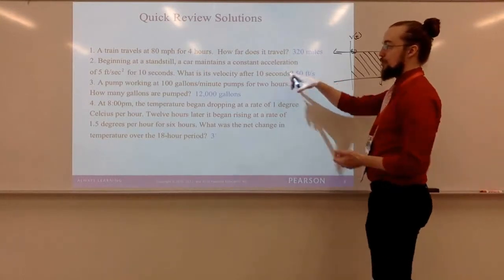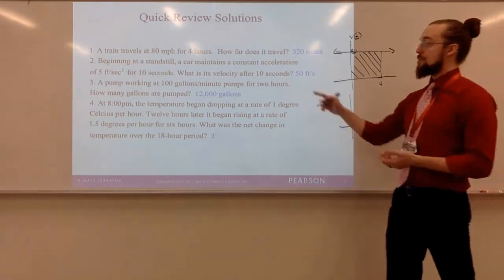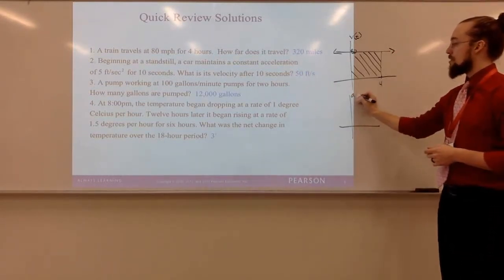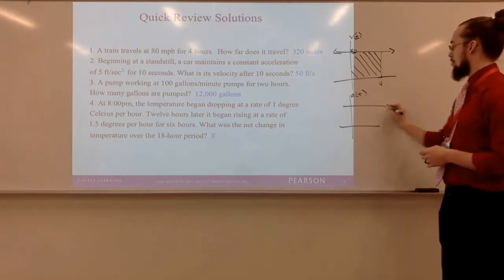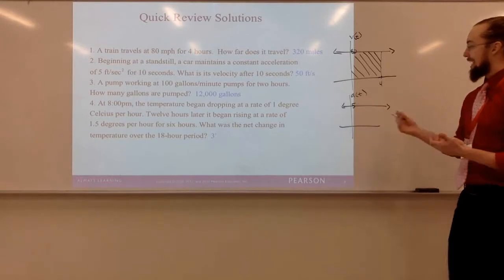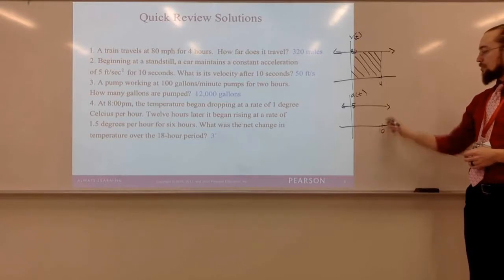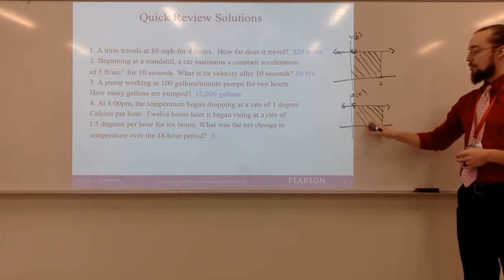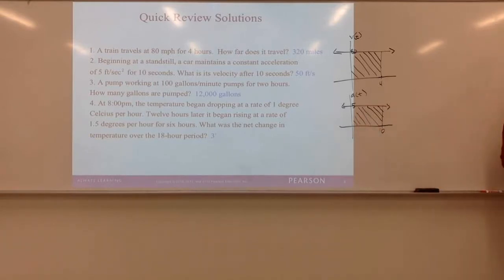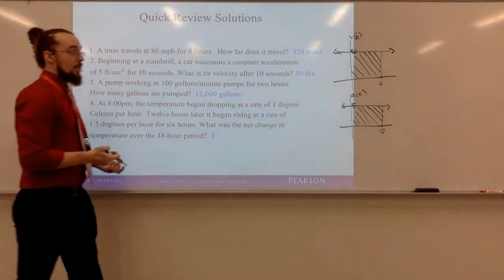Similarly, for number 2, if I graph this, I'm graphing acceleration this time. I'm saying the acceleration was a constant 5 feet per second squared, not miles per hour, feet per second squared. So my acceleration's here, and I want to figure out, well, after 10 seconds, what's the velocity? Same idea. I'm finding the area of this rectangle. 5 times 10.